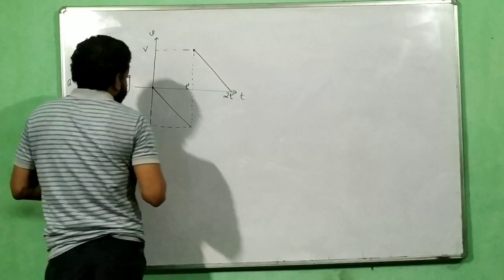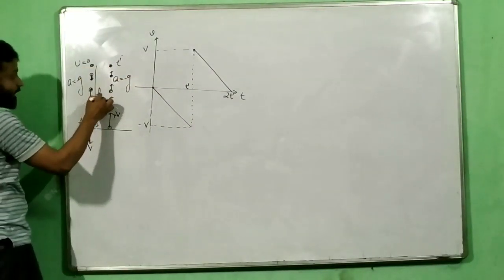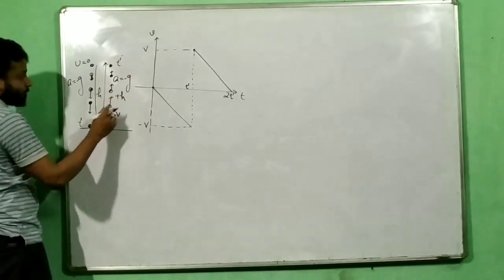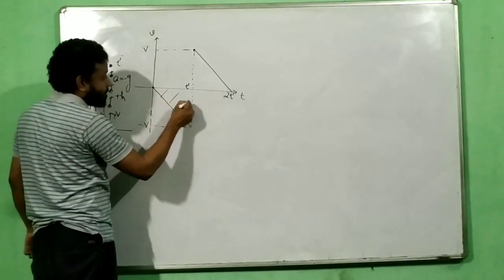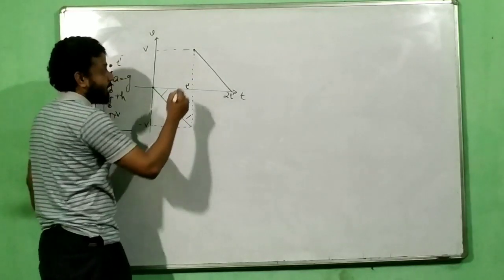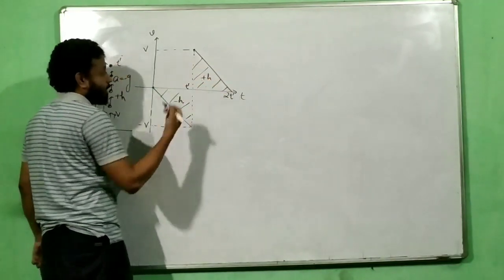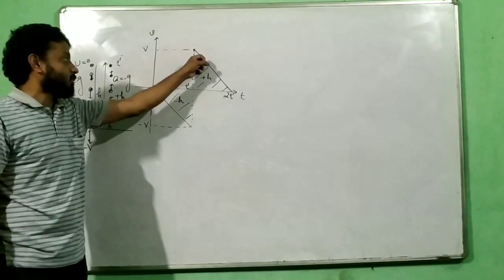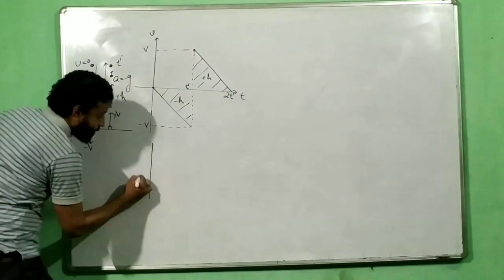So if it is 0, then obviously, if it is going down, this will give you minus h. If it is going up, it will give you plus h. Minus displacement, plus displacement. So this is my minus h. Area under VT graph gives you displacement. And this is your plus h. So total displacement is 0. Negative area plus positive area. Total area is 0.